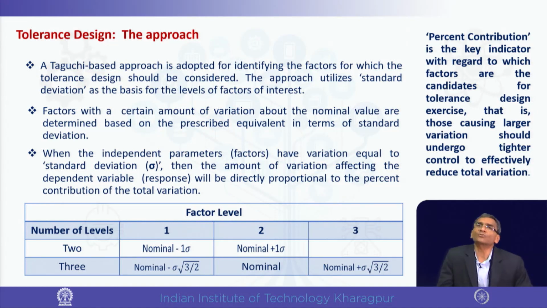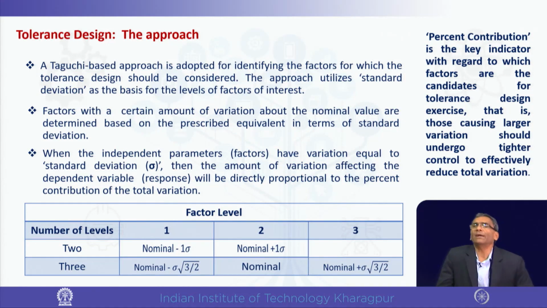Now, as we have discussed already about the concept of level in Taguchi design, if it is a two-level design planning, then the lower limit is set as nominal minus one standard deviation, and the maximum is nominal plus one standard deviation. That means nominal minus sigma and nominal plus sigma. However, if it is a case of three levels, then we have the maximum and minimum, these two extremes, and the midpoint, which we call here the nominal point, the nominal value.